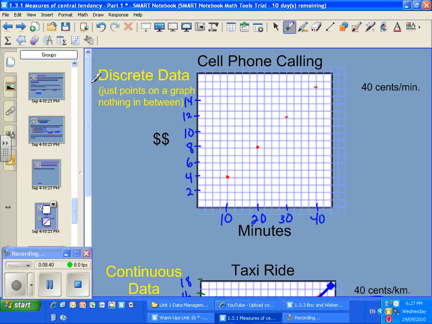So in this case, if you talk 10 minutes, it's $4. Talk 20 minutes, it's $8. It's not just anywhere on the line. That's why we represent this graph with just markings as such. We don't fill in between. So that's discrete data.